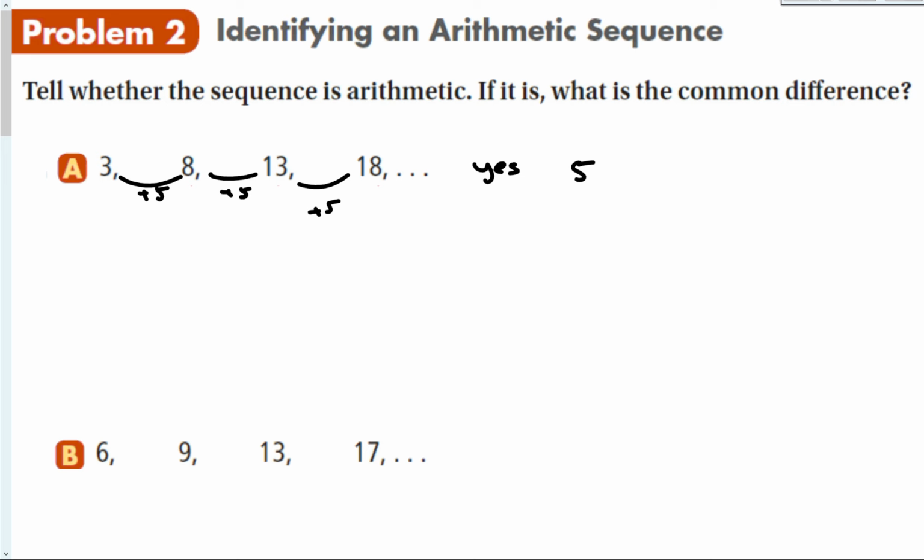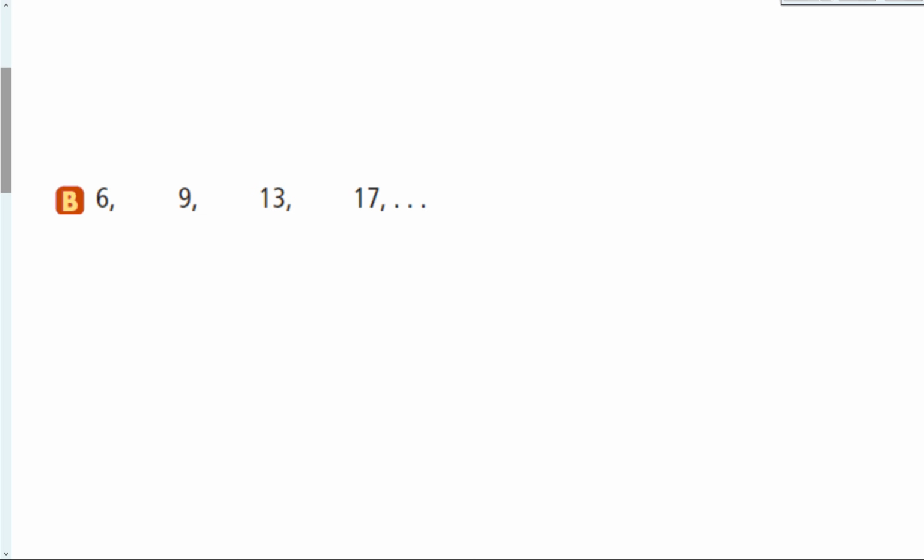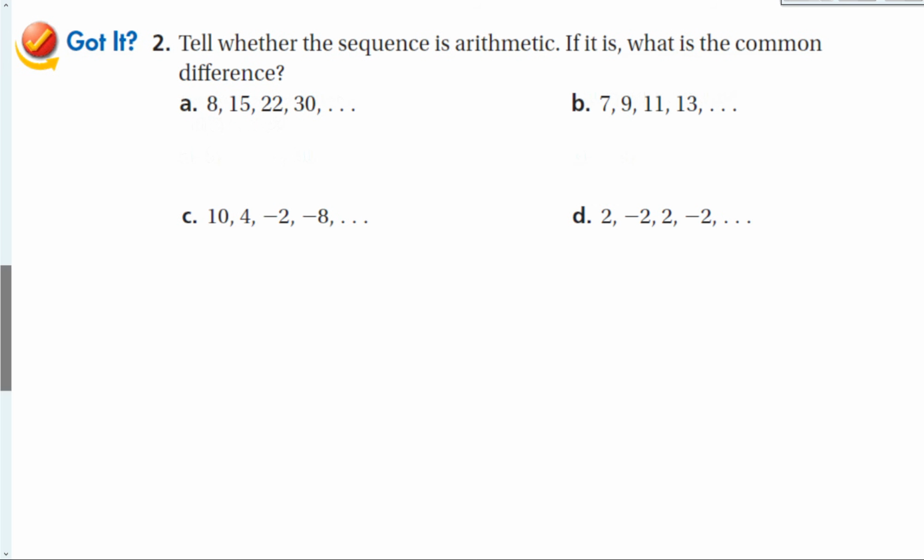Okay. For part B, we have 6 to 9, that is plus 3. 9 to 13, that's plus 4, and then plus 4 again. So that's kind of a weird sequence, and it does not have a common difference, so it is not an arithmetic sequence. Okay. If we look at our got it problems and tell whether each sequence is arithmetic, we're going to do the same thing.